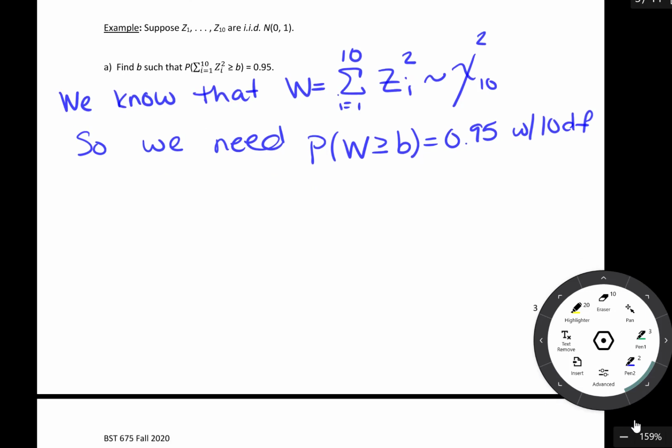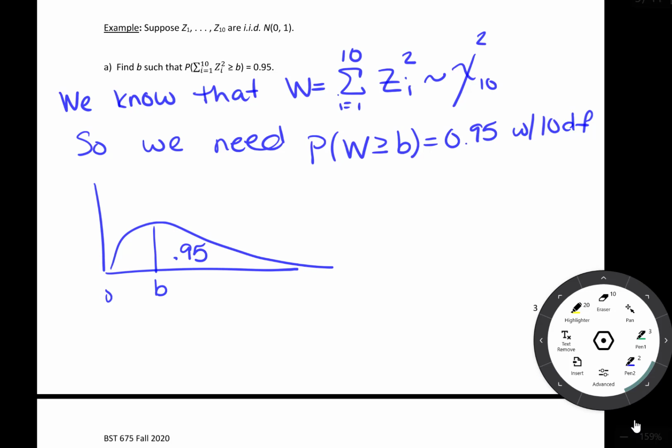If we draw a picture of a chi-square distribution, we want some b so that the area above it is equal to 0.95. And if you remember, we use those p and q functions in R. One helps us find endpoints, one helps us find areas, and we saw that we could work with a chi-square distribution. If you use those in R, you will find that b is equal to 3.9403.